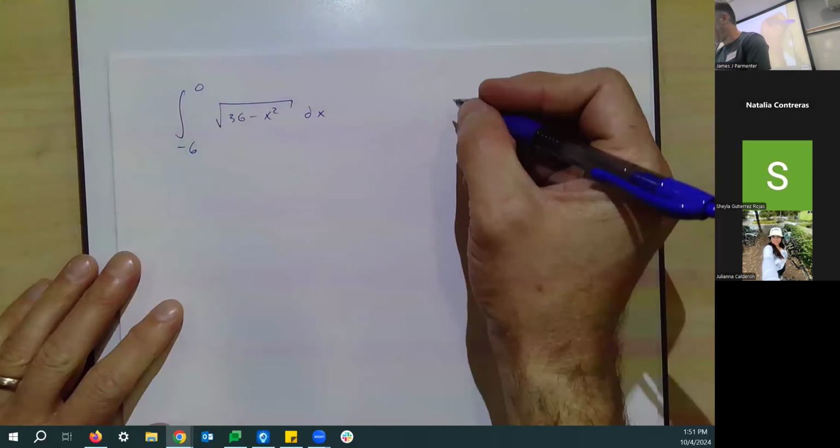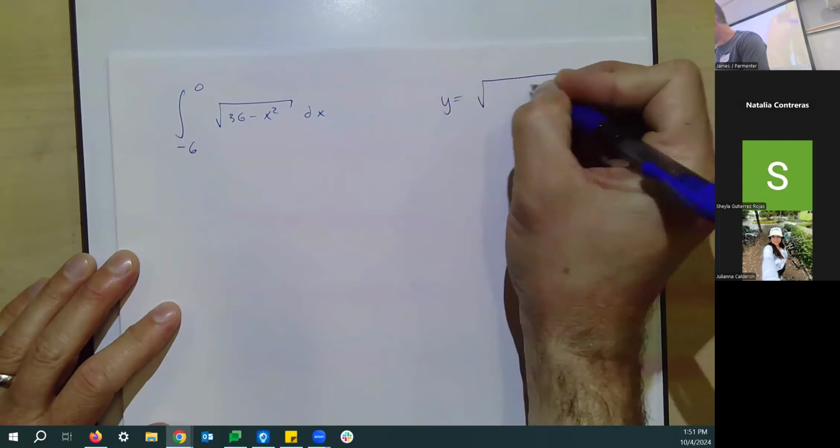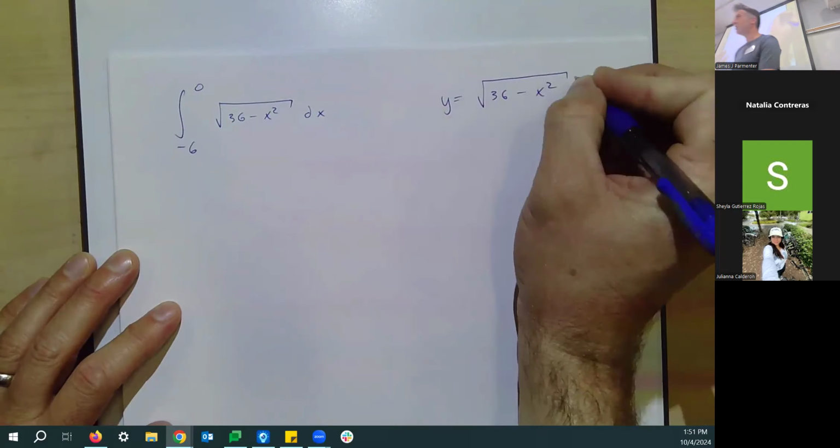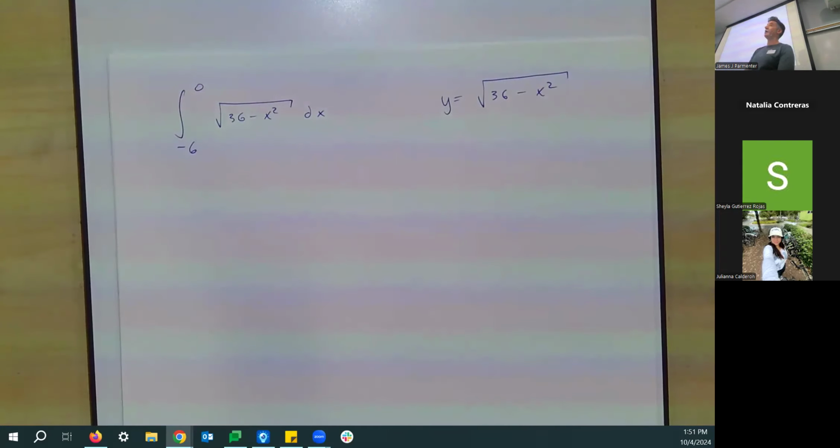Because if we graph it, this function might look familiar to you. It might not. It's totally fine if it doesn't. But you might recognize that this is part of a what? Part of a circle. It's the top half of the circle. What if it was y equal to negative square root of 36 minus x squared?